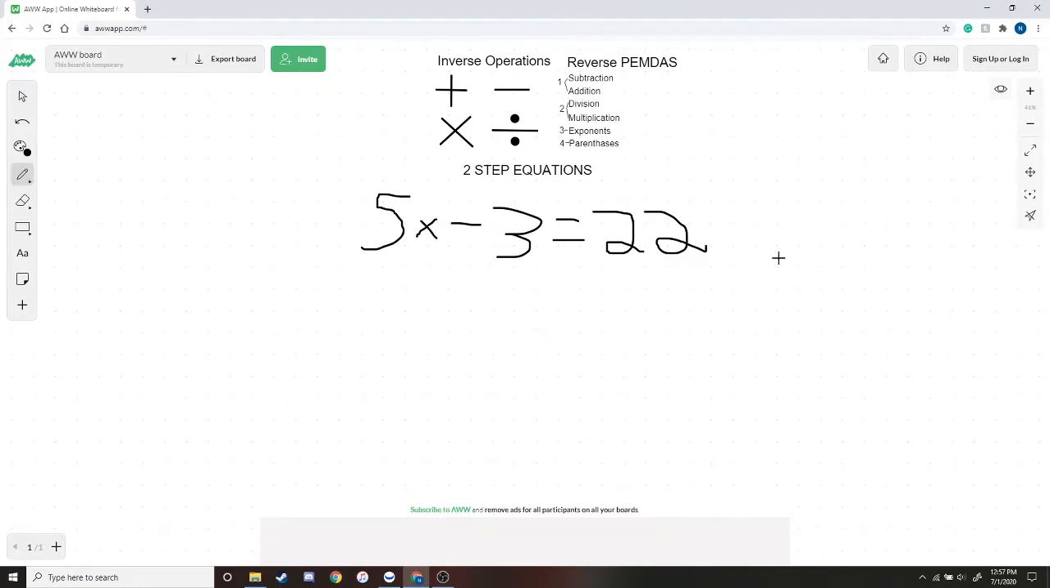Here is where reverse PEMDAS comes into play. Here we can identify that 5 is being multiplied by x to make the term 5x, and we're subtracting 3 right here. To cancel out this minus 3, we need to use our inverse operations. The opposite of minus 3 is plus 3, so here we'll add 3 on both sides to balance the equation.